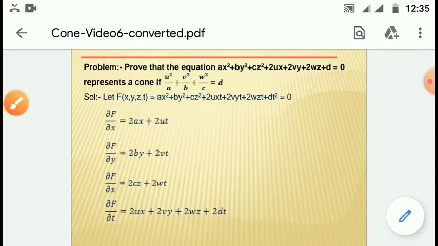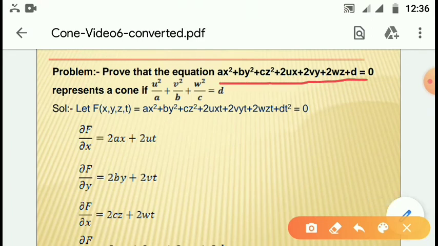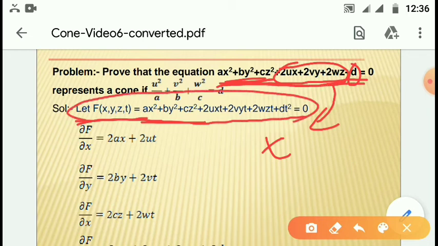Actually the given equation is a non-homogeneous equation. So what we have to do here is convert this into a homogeneous equation with the help of a new variable t. For that, we will write like this. The second degree terms will remain the same, and to convert the first degree terms into homogeneous we take t, and to convert the constant term into second degree we take t square. Therefore, like this we convert this non-homogeneous equation into a homogeneous equation. This is f(x, y, z, t).